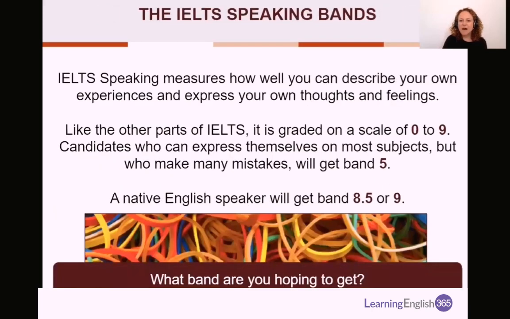So how is it marked then? Just like every other part of the IELTS test, you will get a score from 0, which means you didn't take the test at all, up to a 9, where you are deemed an expert user, with a full command of the English language, and that is native English speaker language. If you get an 8.5 or a 9, it's akin to being a native speaker.